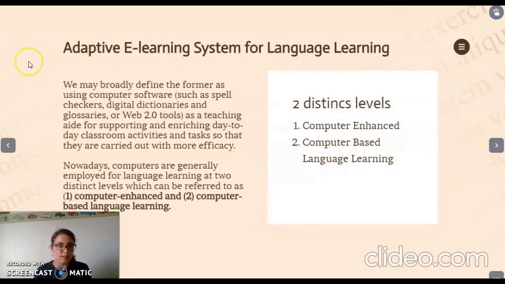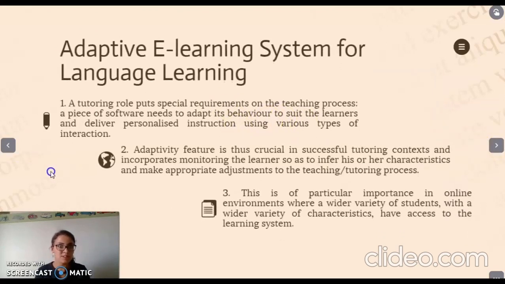Yes, and I will explain just. There are two levels for adaptive e-learning systems for language learning. There are two distinct levels. The first one, computer enhancing, and the second one, computer-based language learning. We will talk especially about this second one, computer-based language learning, and what the benefits are. Maybe Jaba will speak. He will speak about the benefits and drawbacks, I think, and convenient in French.